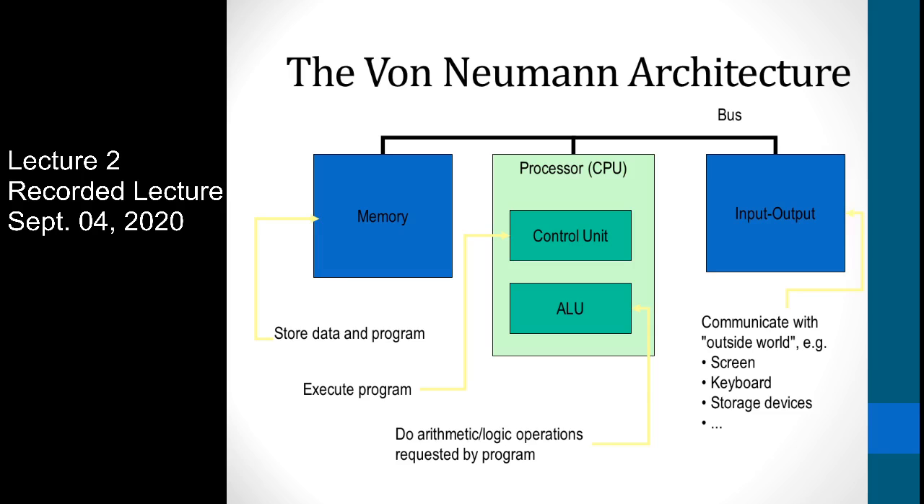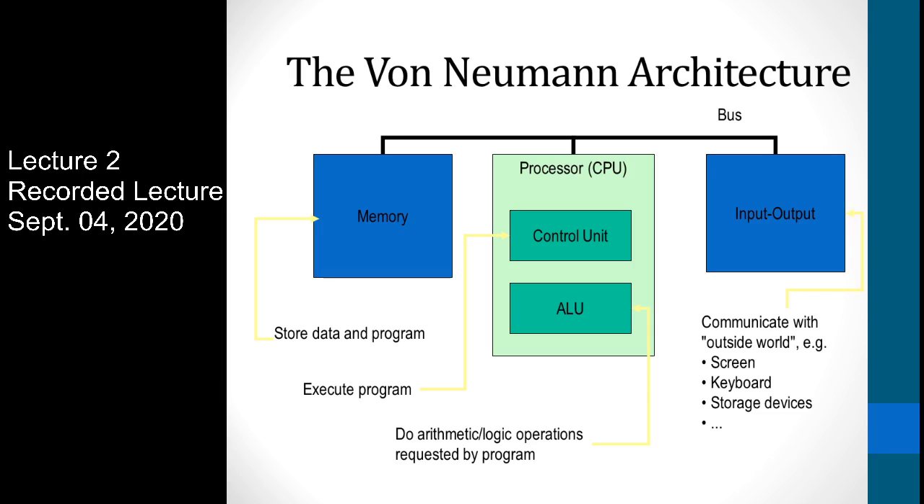We have the processor or yung tinatawag natin na central processing unit which is composed of two subsystems. We have the control unit and the arithmetic and logic unit. Ano ba yung difference ng control unit at arithmetic logic unit? First, yung control unit, siya yung nag-execute ng program. On the other hand, the arithmetic and logic unit does the arithmetic and logical operation requested by the program.